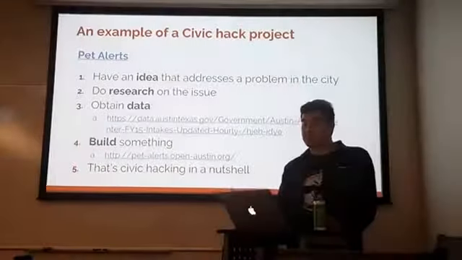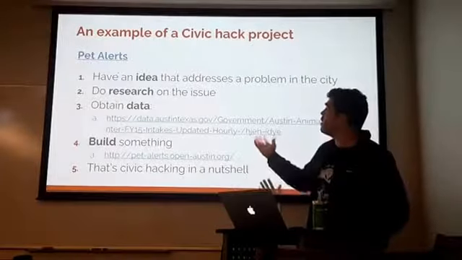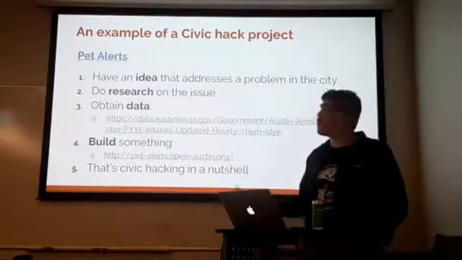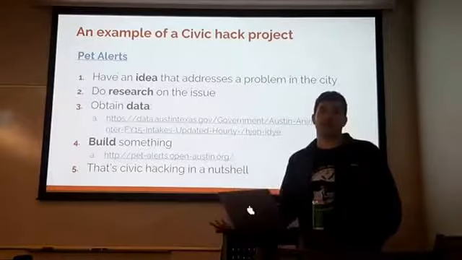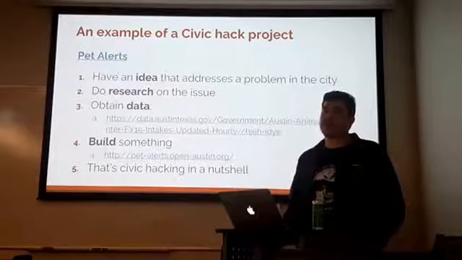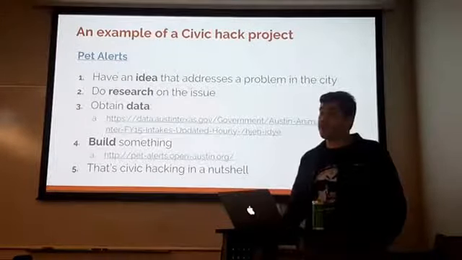But there's really five things you need for a project, and some of these you don't necessarily even need. The first thing is to have an idea that addresses a problem that people have in the city. And that's what makes it align with the values of Open Austin being about civic tech. The second is to do some research first. Go talk to some people that are affected by this issue. Go talk to people at the city that are working on this issue.